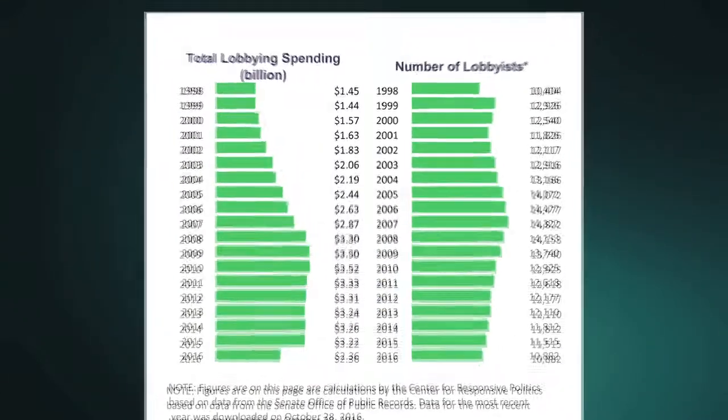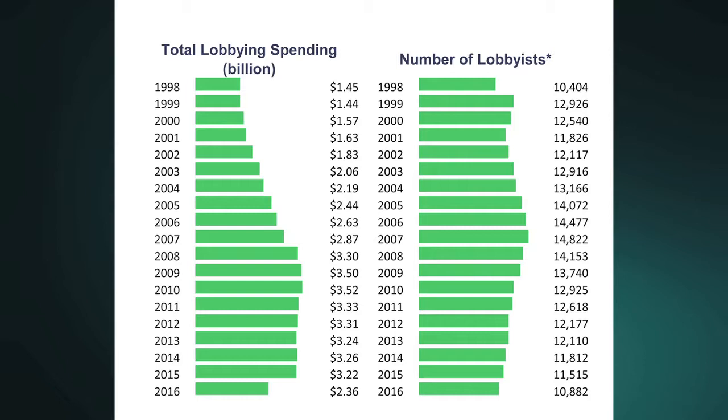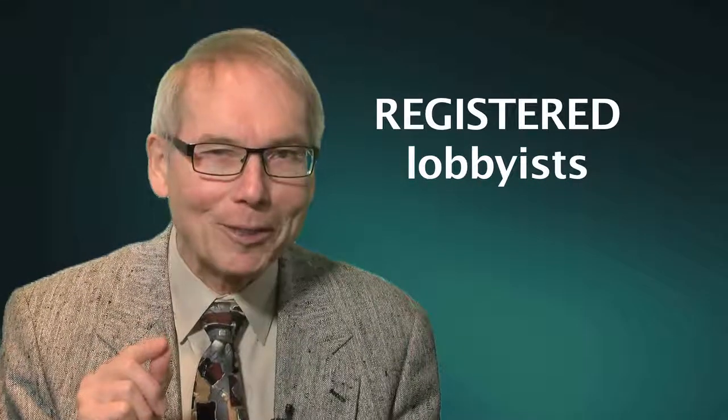Here's a chart of the number of lobbyists and the amounts of money that we have spent over the last good number of years. In a nutshell, there's no sense going through the details, but we're spending $3 billion a year, and we have 11,000 registered lobbyists. You did get that word, didn't you?